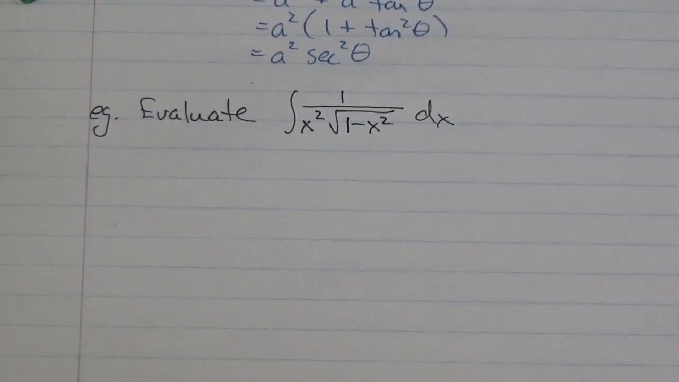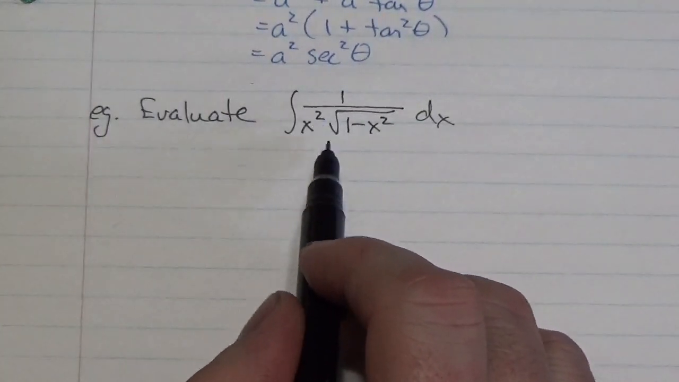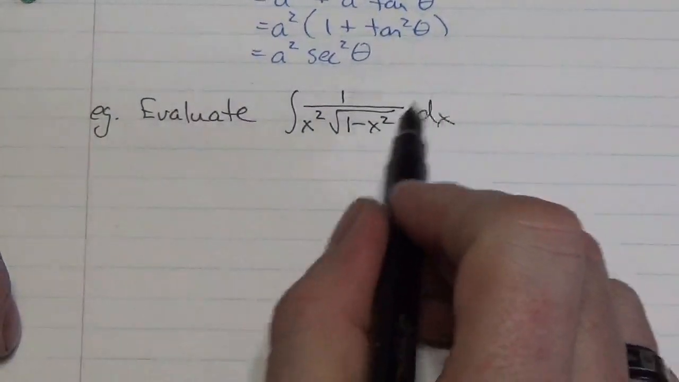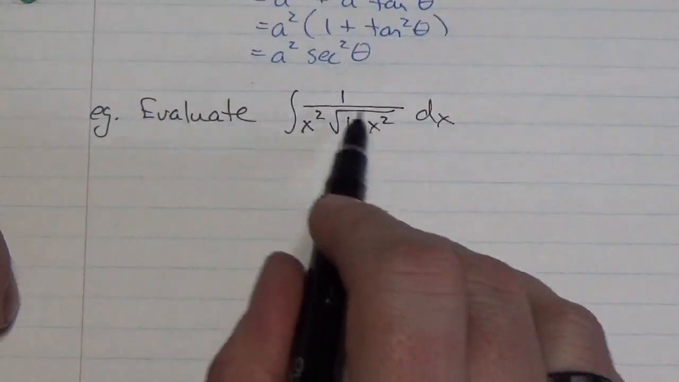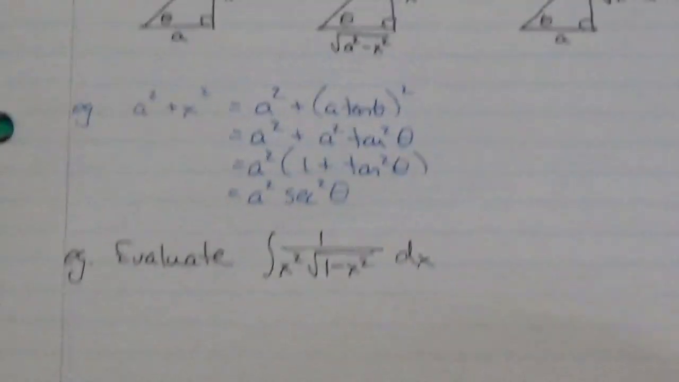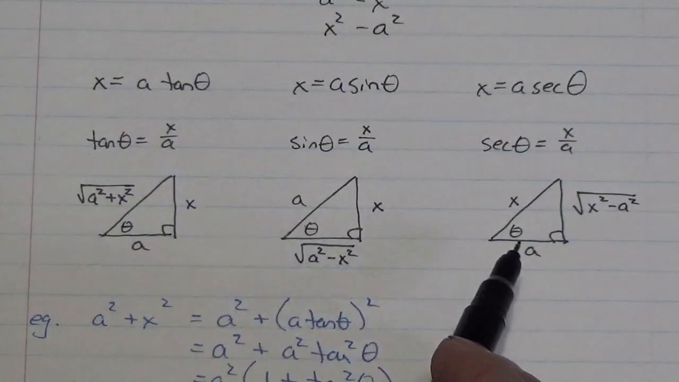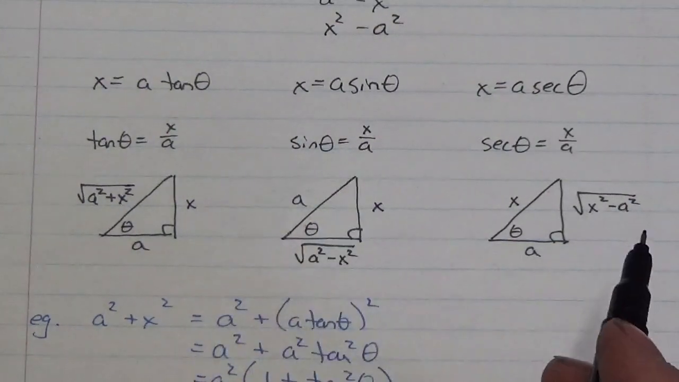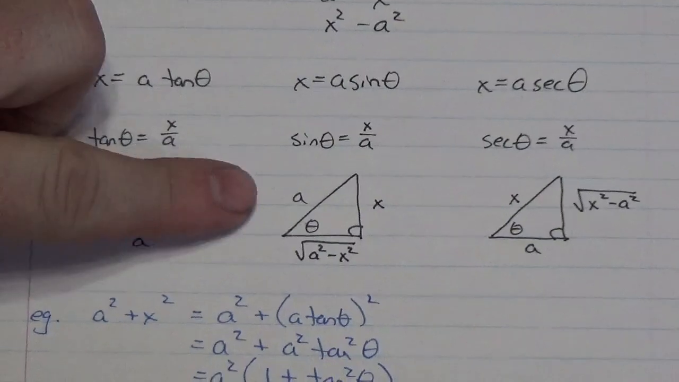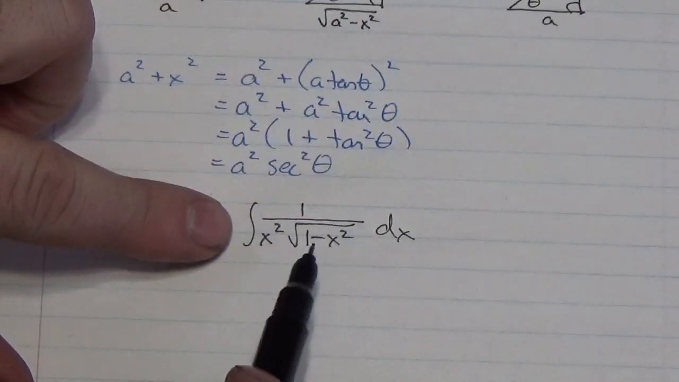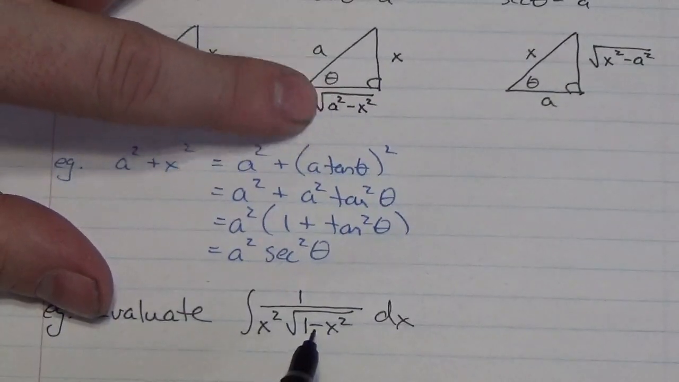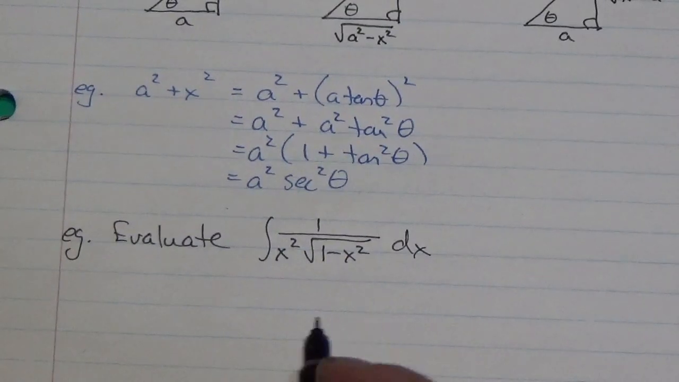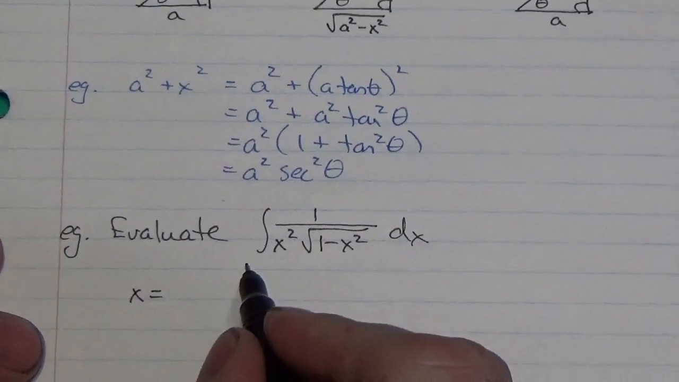Okay, so in this example we're being asked to evaluate the integral of 1 over x squared multiplied by the square root of 1 minus x squared dx. So x is the independent variable here, that's what that means. Okay. Now, when I see that square root of 1 minus x squared there, I think back to these triangles that we've set up here, and I recognize that same pattern right here when I let sine of theta equal x over a. Okay. Now, to compare that to my expression right here, notice that the a is 1. So what I'm going to do here is the substitution. I am going to let x just be the sine of theta.